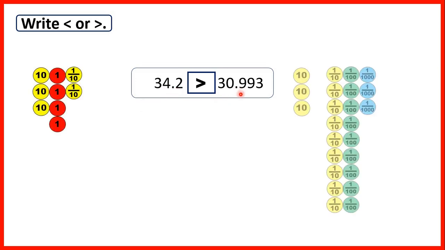Then we had 34.2 and 30.993. Now even though this second number has more place value counters, it's not as large as the first number, because remember, ones are larger than anything that comes after it. So even all of these counters together add up to less than 1 whole.